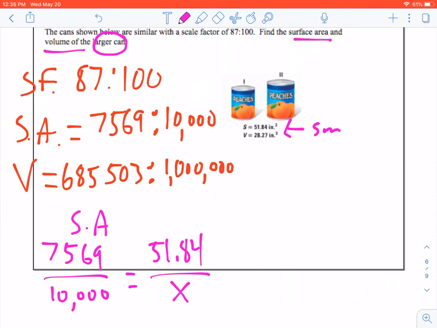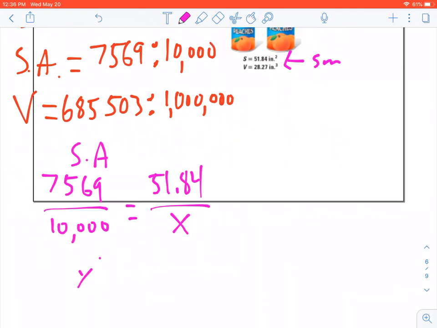51.84 times 10,000. And then I'm going to divide that by 7,569. We get the surface area of the larger can to be 68.49 inches, and in this case, since it's surface area, squared.